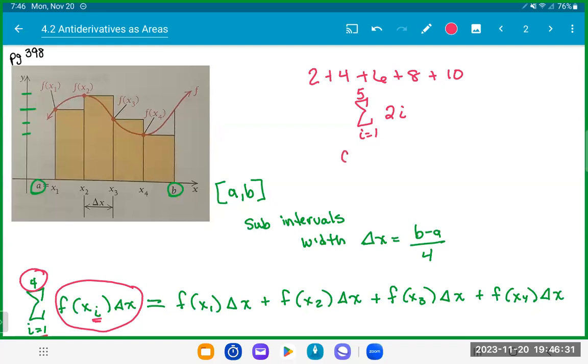Okay, if you were to check that work, that's 2 times 1 plus 2 times 2 plus 2 times 3 plus 2 times 4 plus 2 times 5. And that is 2 plus 4 plus 6 plus 8 plus 10. Okay, questions?